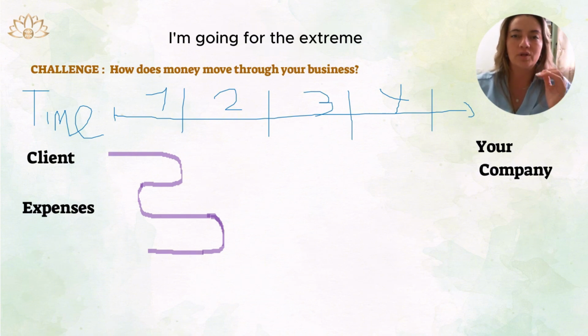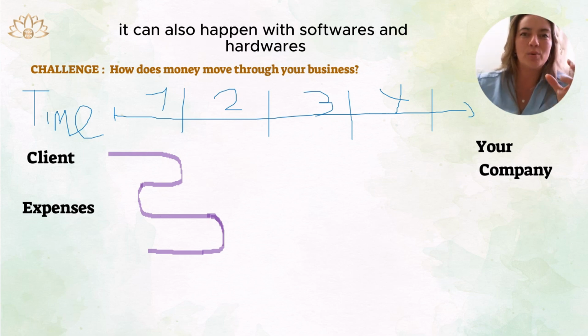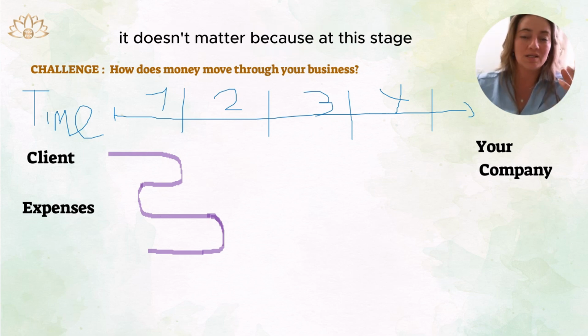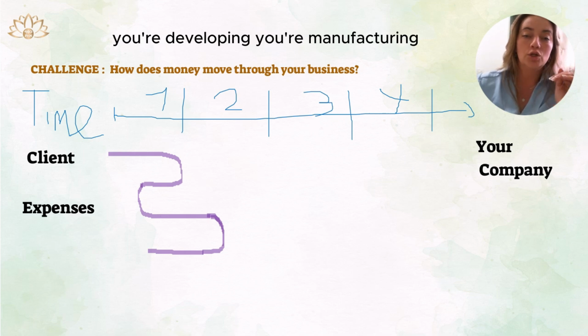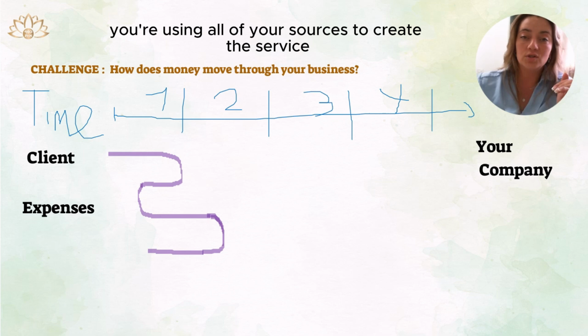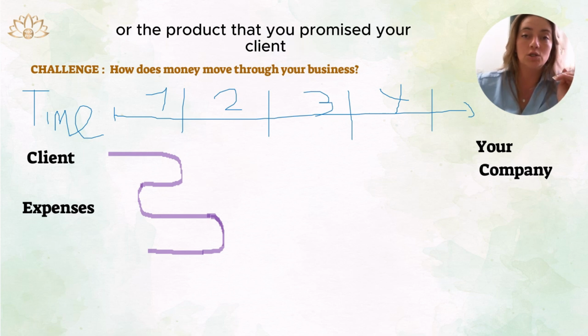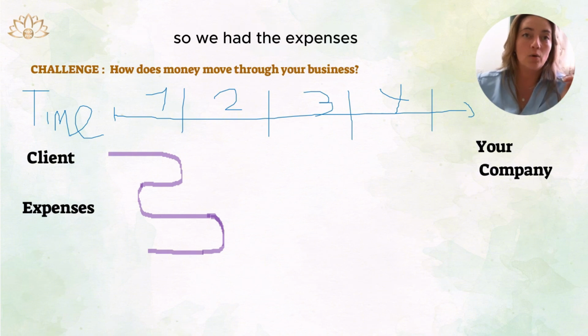I'm going for the extreme example of manufacturing. It can also happen with software and hardware. It doesn't matter, because at this stage you're developing, you're manufacturing, you're using all of your resources to create the service or the product that you promised your client. So we had the expenses, and now we're moving to milestone 3.